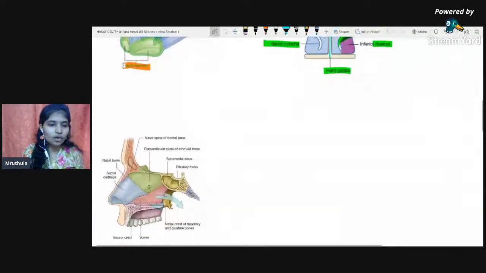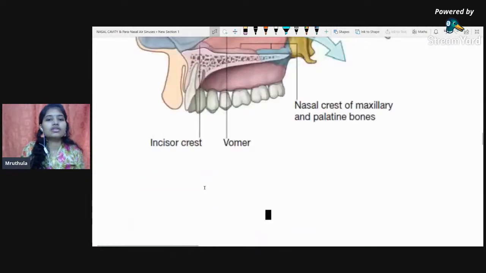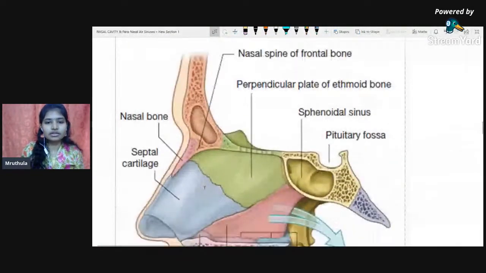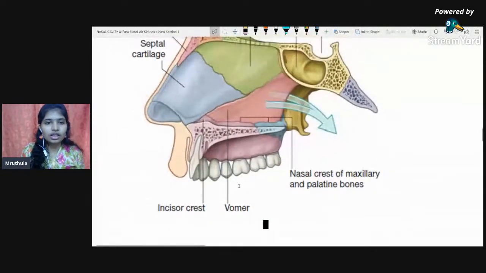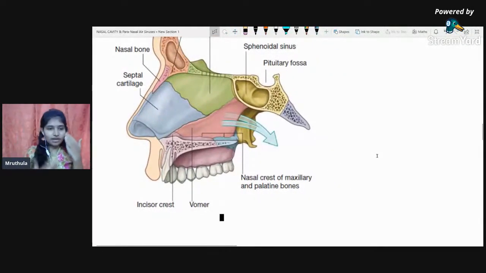Right now, what you're seeing is the median nasal septum. Okay, so first, let us know how this has been formed. This is actually a sagittal section. Sagittal section means in the center we are putting a cut section, and that's what you're seeing here.